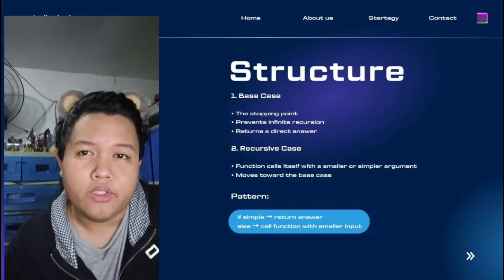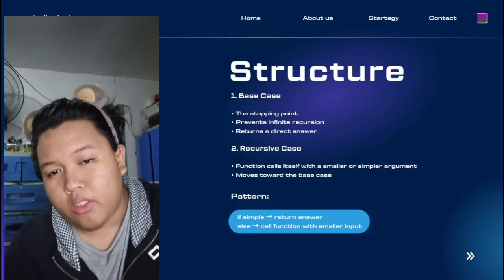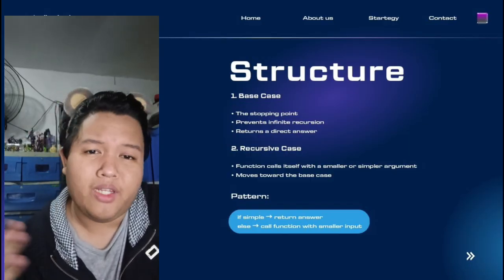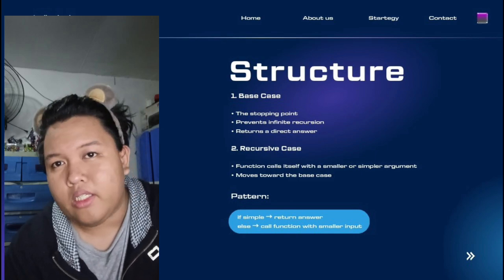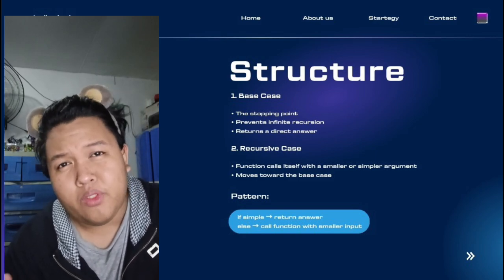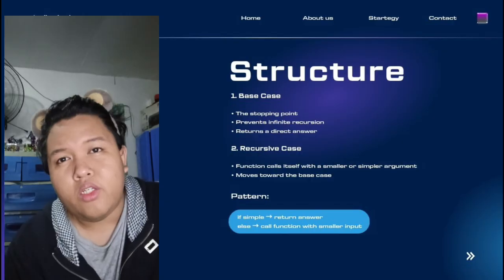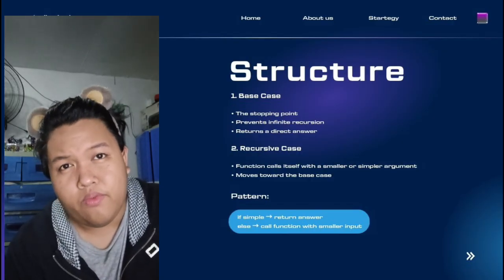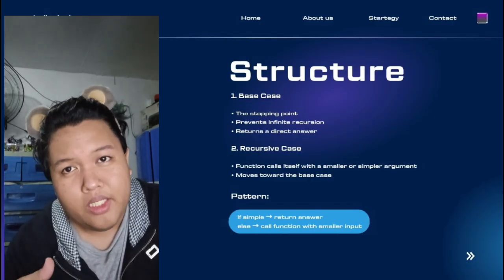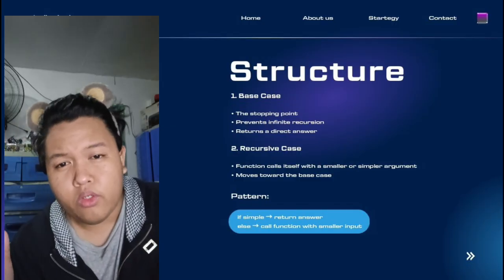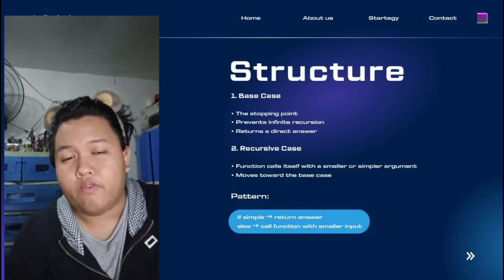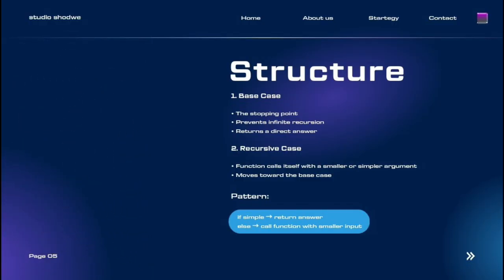So here's the basic pattern. If the input is at its smallest form, return a direct answer. But if it isn't, call the function again with a reduced version of the problem. As long as we have a base case and a recursive step that moves towards the base case, the recursion will work correctly. This is the foundation of all recursive functions.